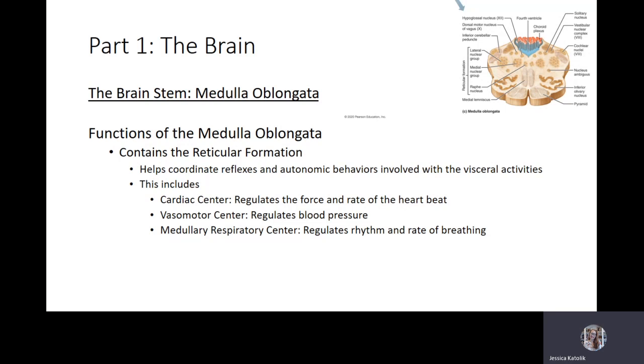So the medulla oblongata is going to play a major role as a relay station. It's going to be the origin of many cranial nerves and maintain life-sustaining reflexes, such as controlling our heart, our blood pressure, and our breathing.